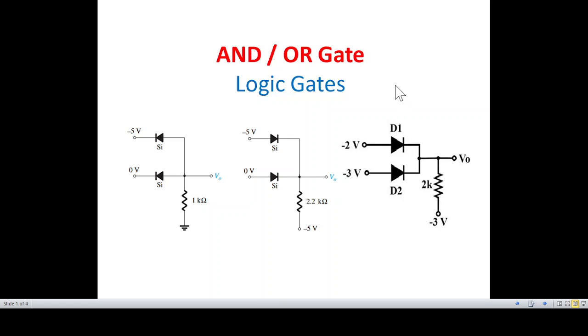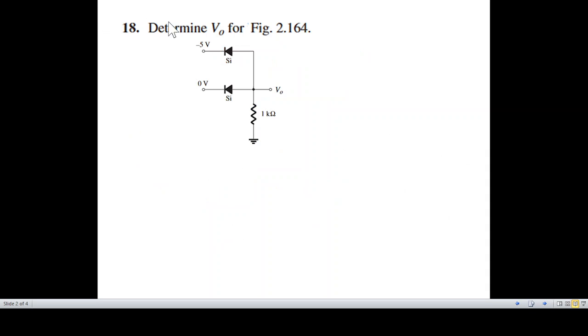Bismillahirrahmanirrahim. This short video is about AND OR logic gates, and primarily I'm making this video to solve this question sent by a student from Bangladesh. But before we do that, we'll solve these two, question number 18 and 19 from Mr. Bolster's book. The first question 18, and we have to find the output voltage VO.